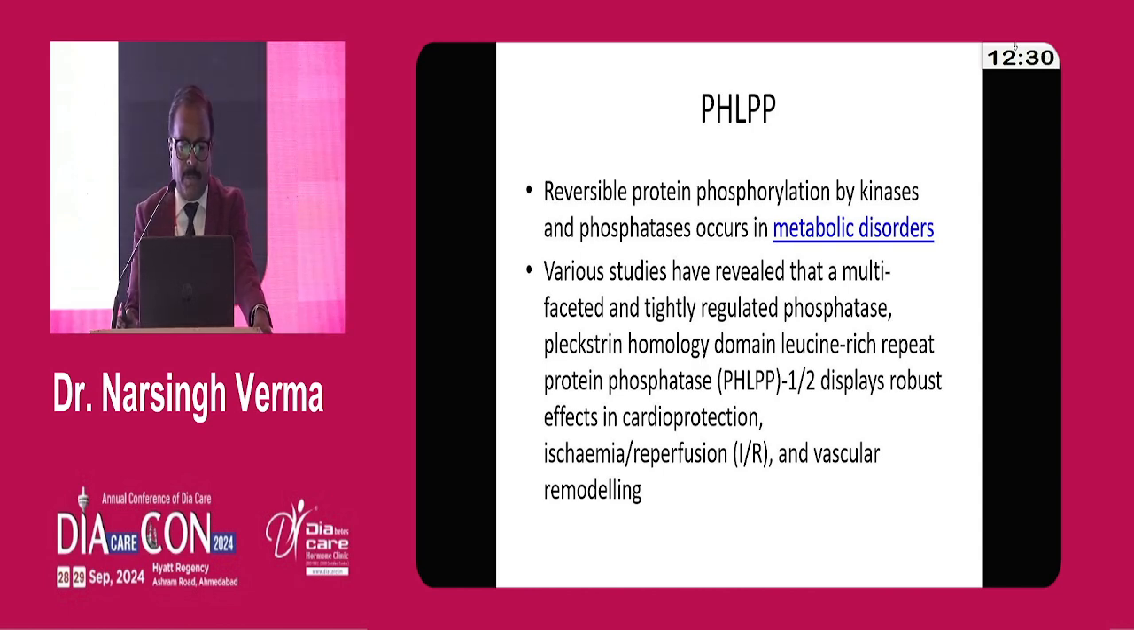is around the PHLPP, that is the reversible protein phosphorylation by kinases and phosphatases, and that occurs in various metabolic disorders. The studies have revealed that a multifaceted and tightly regulated phosphatase on homology is there, and in that area two basic pathologies have been studied, and mediators have been found. They are PHLPP1 and 2.